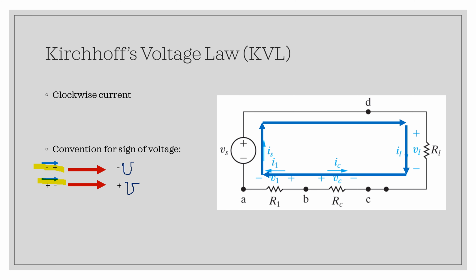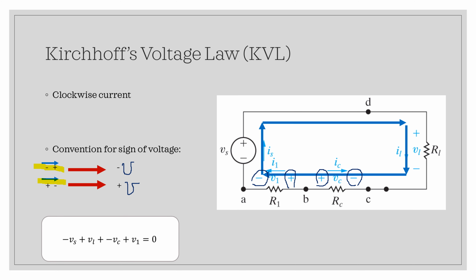Then as I move along to my R sub C circuit, I'm entering at the negative terminal and exiting at the positive. So V sub C would be a negative V sub C. And lastly, as the current enters circuit element R sub 1, I'm entering at the positive terminal and exiting at the negative terminal, so V sub 1 would have a positive value.